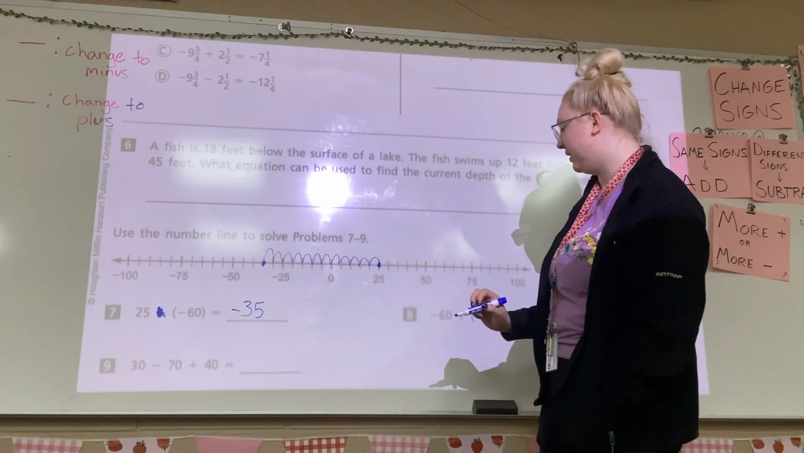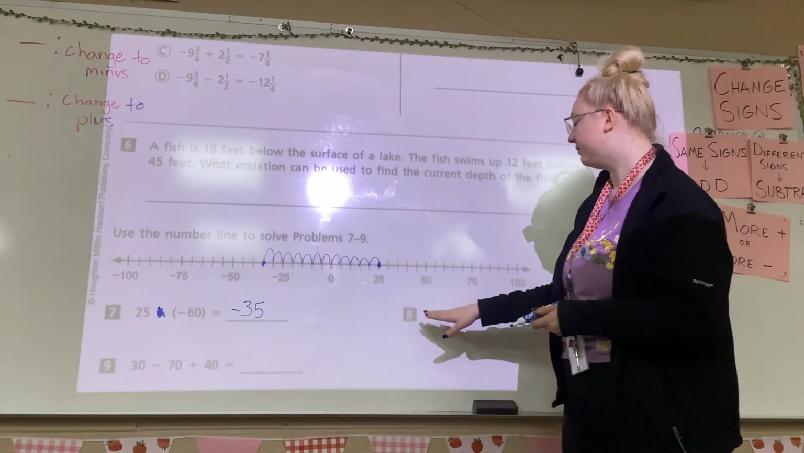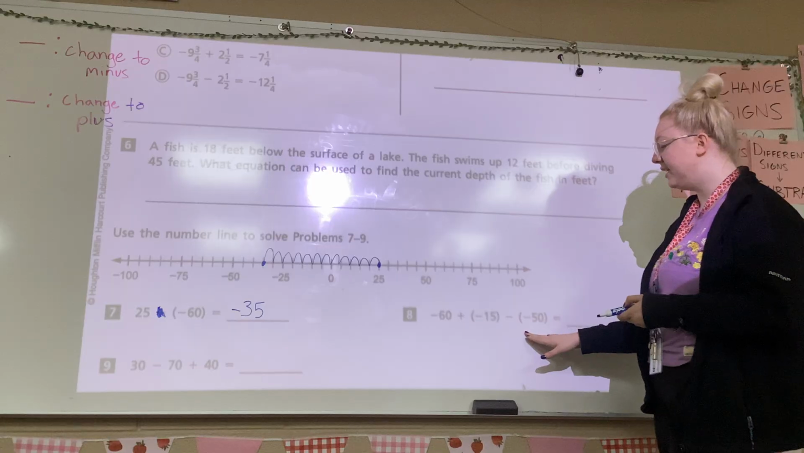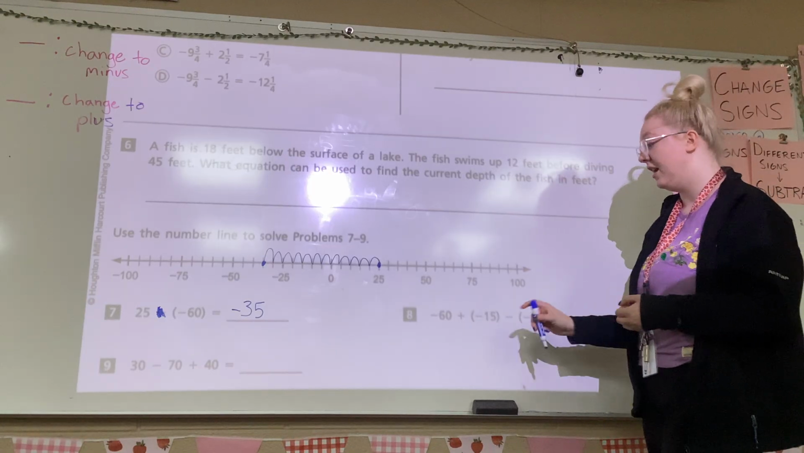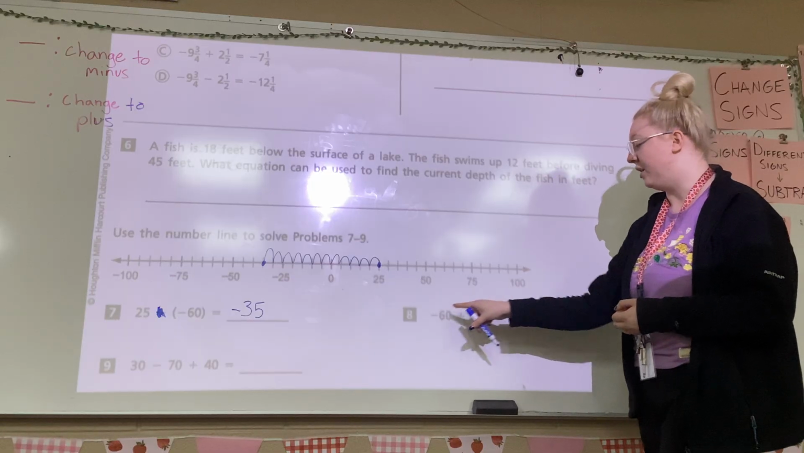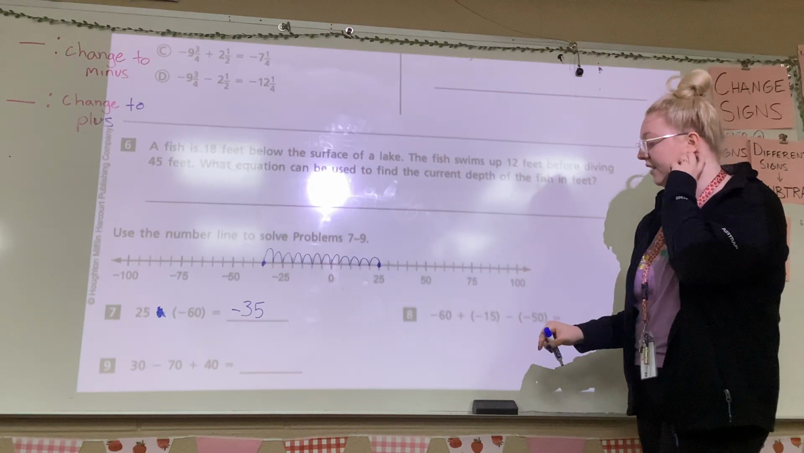That didn't make sense, that's okay. Let's try a different one. Negative 60 plus negative 15 minus negative 50. That's a lot. Let's just look at our first two numbers. Negative 60 plus negative 15.